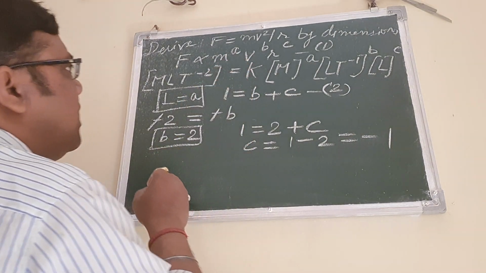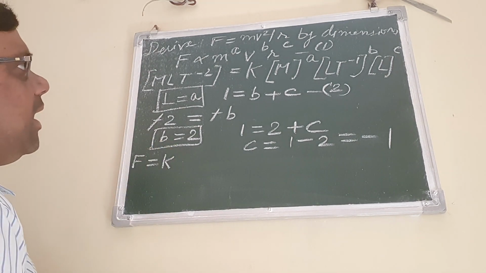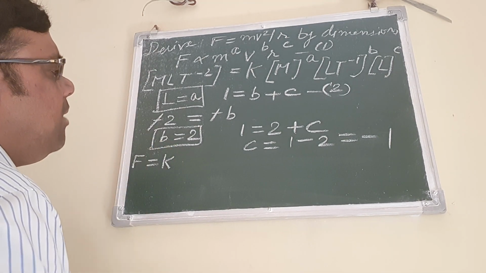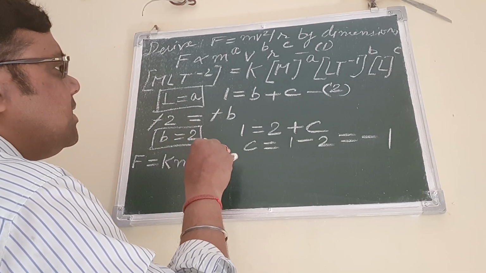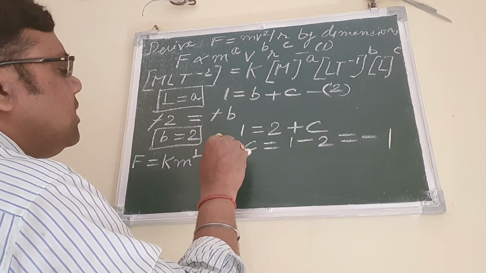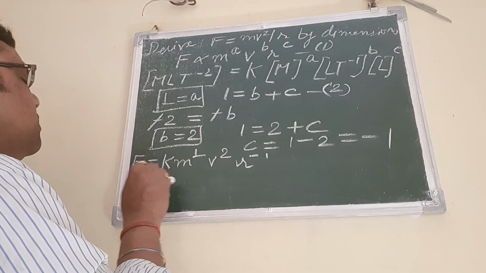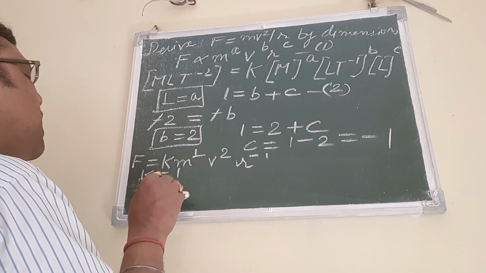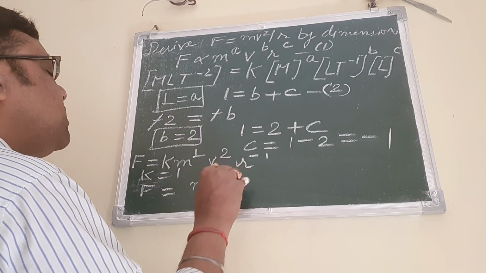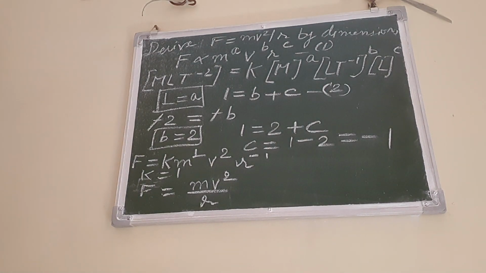So substituting these values in the first equation, F is equal to k, and it will be m raised to power 1, v is the velocity, that is raised to power 2, and r raised to power minus 1. So arranging it, and taking k is equal to 1, we get F is equal to mv square by r. This is the formula that we have to derive by means of dimensional analysis.